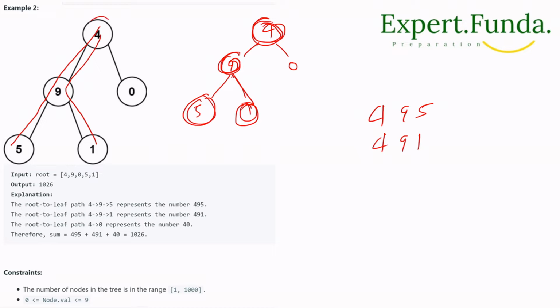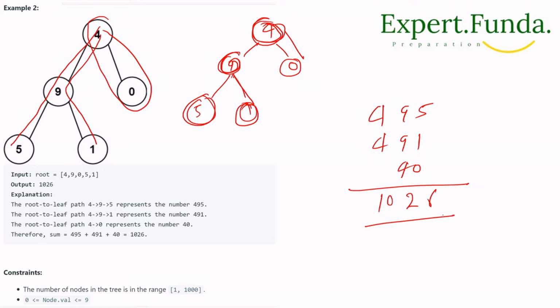Next, we have only one path left, going left to 0, so it becomes 40. If we do the sum, 495 plus 491 plus 40, it becomes 1026. That is the answer.